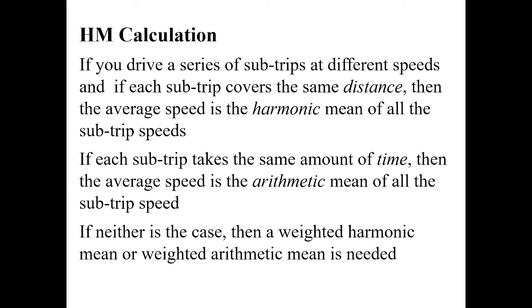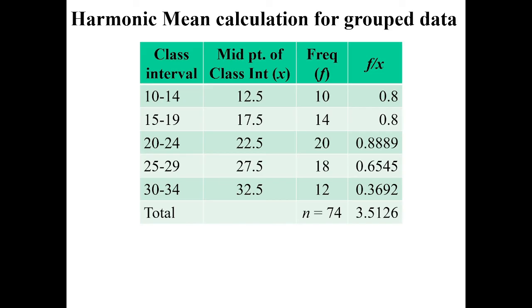If you drive a series of subtrips at different speeds, and each subtrip covers the same distance, then the average speed is the harmonic mean of all the subtrip speeds. But if each subtrip takes the same amount of time, then the average speed is, as we saw in the previous example, the arithmetic mean of all the subtrip speeds. If in neither case, then a weighted harmonic mean or a weighted arithmetic mean is the one to use.